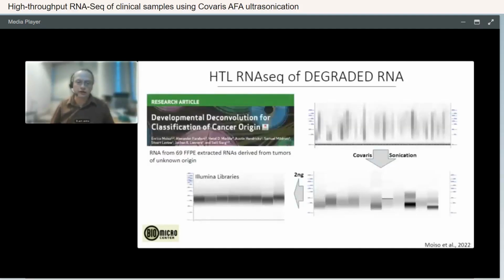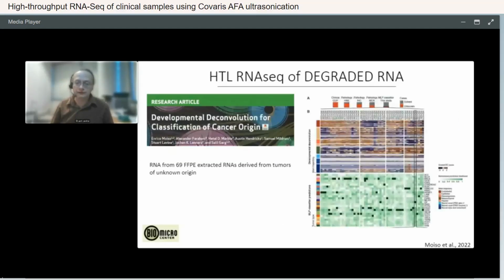Here's even more challenging. This was from 69 FFPE extracted RNAs that were from tumors of unknown origin. Here you can see the quality of the RNA is even lower. These we did the sonication on. And obviously when the fragments are even smaller than the sonication length, you don't rebuild them, but they do pile up very nicely. And then when we made the libraries, they all looked beautiful. This also has been recently published. And here again is the cluster data that shows how the data looks really robust for folks.